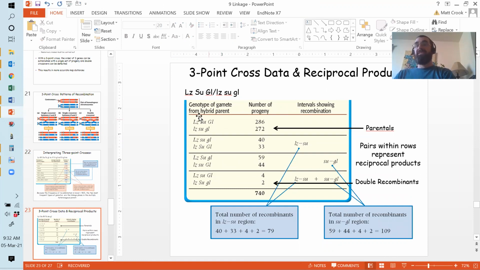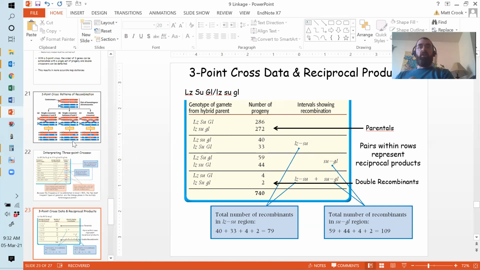So these are the parentals. This is now the correct gene order, right? You could do it the other way around, but we're not going to bother because it needlessly complicates things. So LZ SU GL. The parents are dominant, dominant, dominant, or recessive, recessive, recessive. Great, we don't care about those anymore; they just contribute to the total. Now what we're going to look at is the first recombination event between LZ and SU. That's going to result in a dominant LZ and recessive the other two, or recessive LZ and dominant for the other two. So that's these ones here.